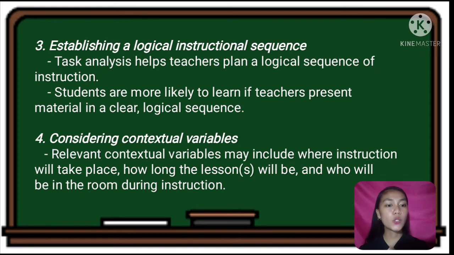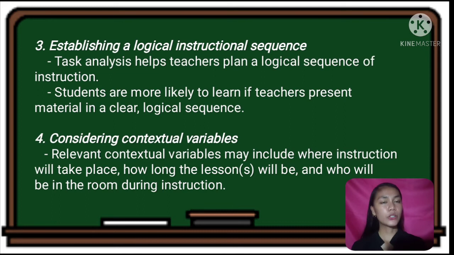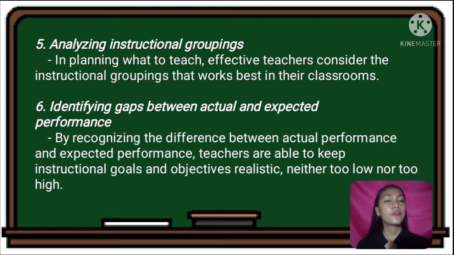Fourth is considering contextual variables. Contextual variables also play a part in deciding what to teach. Relevant contextual variables may include where instruction will take place, how long the lessons will be, and who will be in the room during instruction. Fifth is analyzing instructional groupings. In planning what to teach, effective teachers consider the instructional groupings that work best in their classrooms.